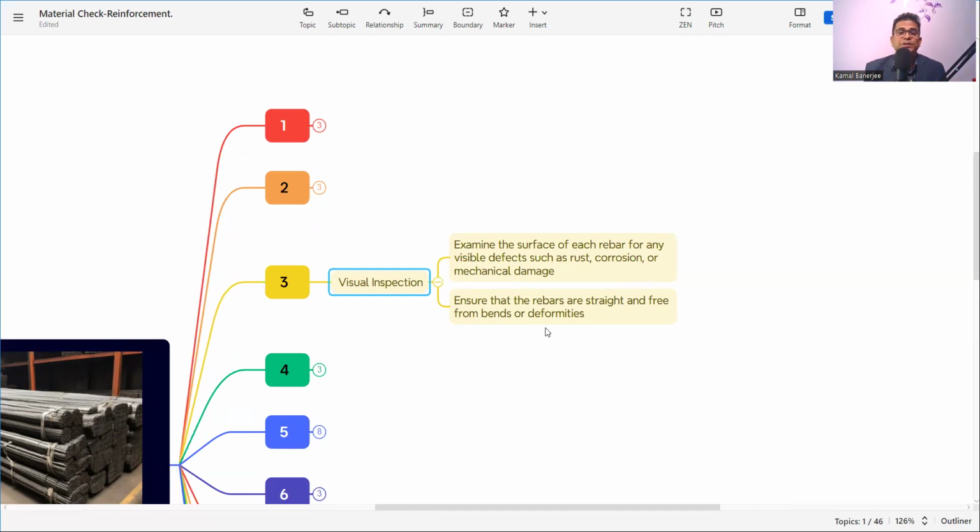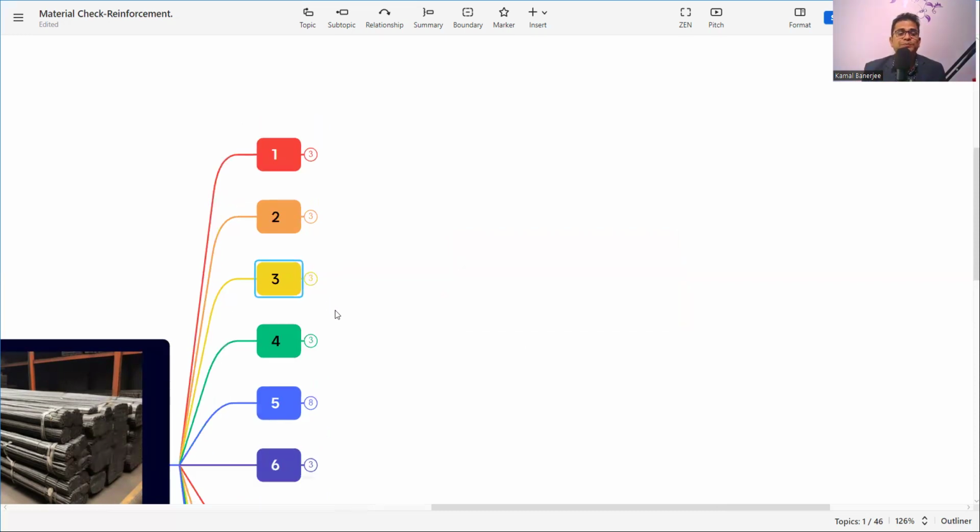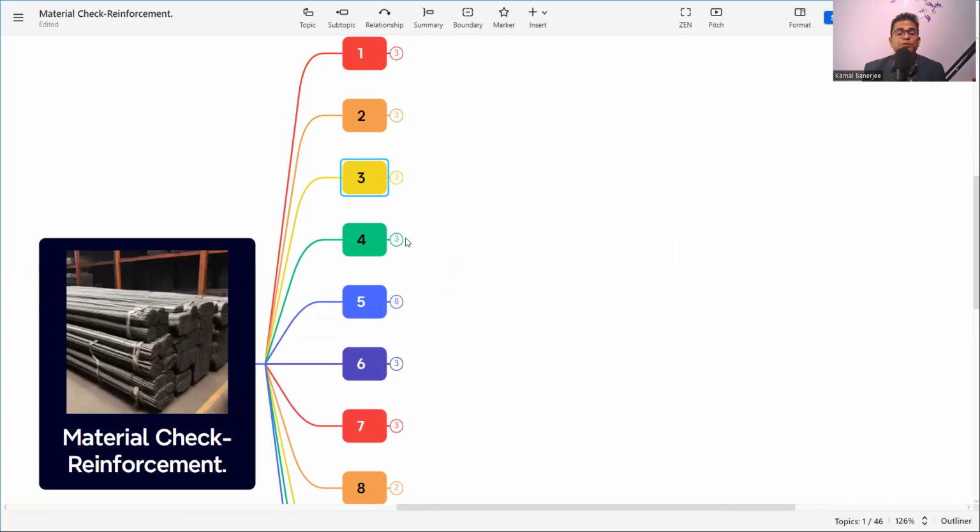Ensure that the rebars are straight and free from bends and deformities. We also need to ensure that there are no bends and no deformities, so that we get the right kind of steel to give our structure its shape and stability. So this visual inspection is also very important whenever we are checking the reinforcement.